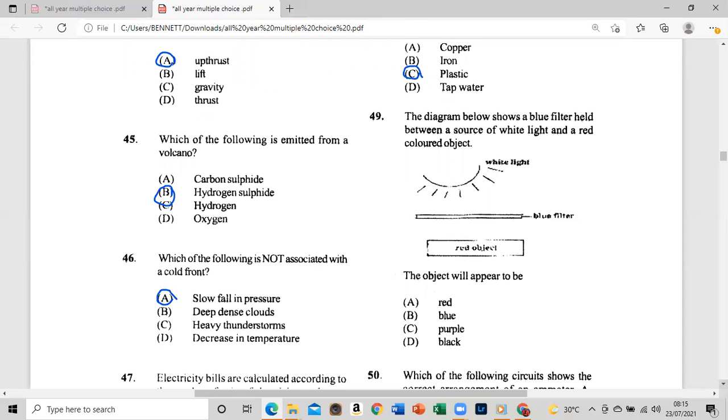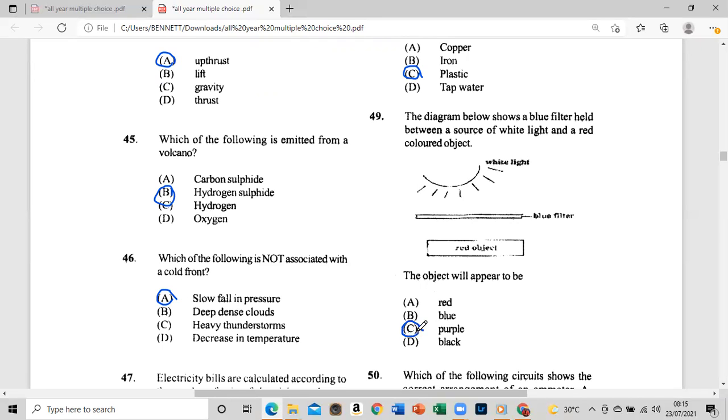All right, the diagram below shows a blue filter L between a source of white light and a red colored object. So this is the red, this is the blue, and this is white. The object will appear to be purple.